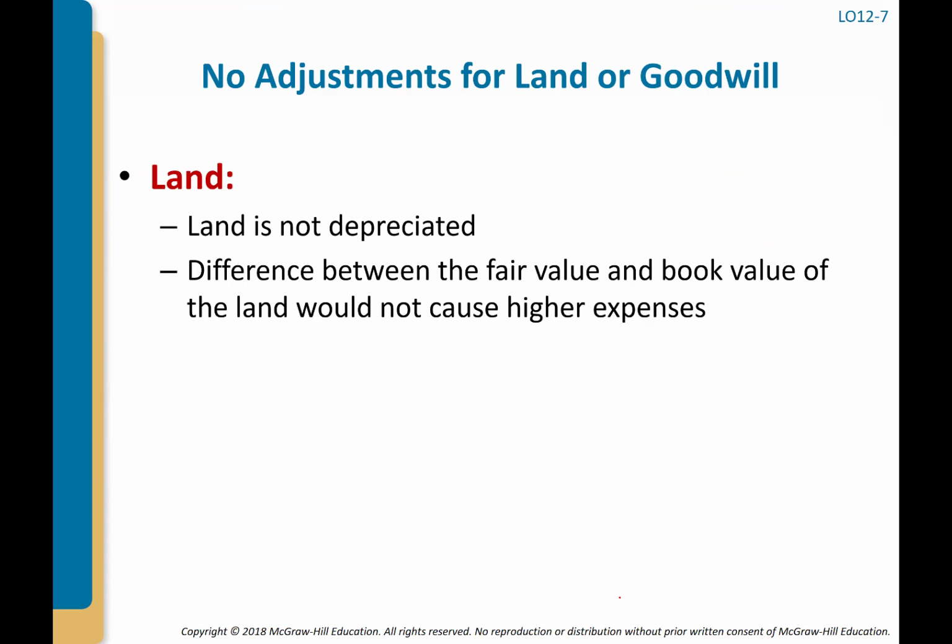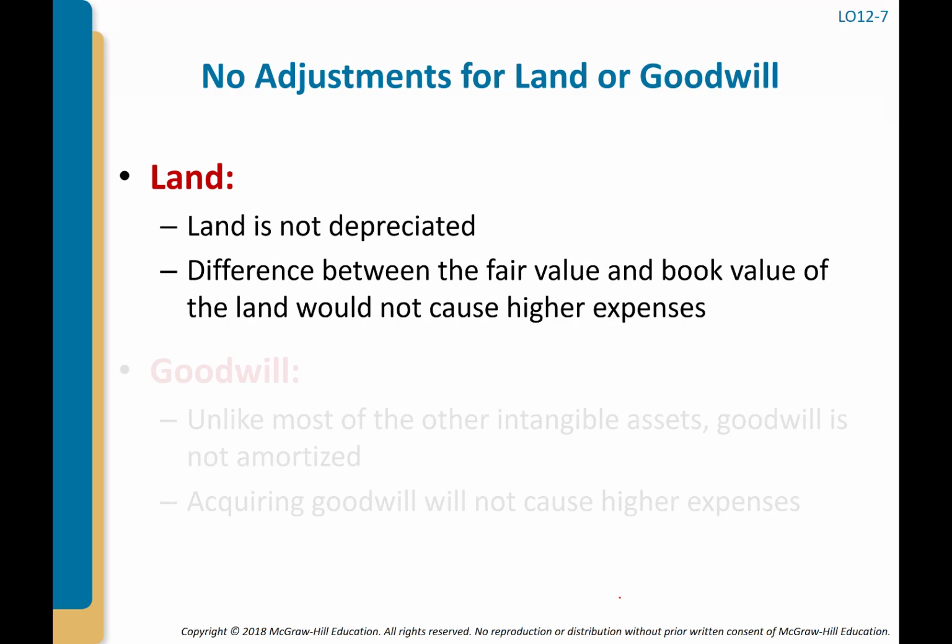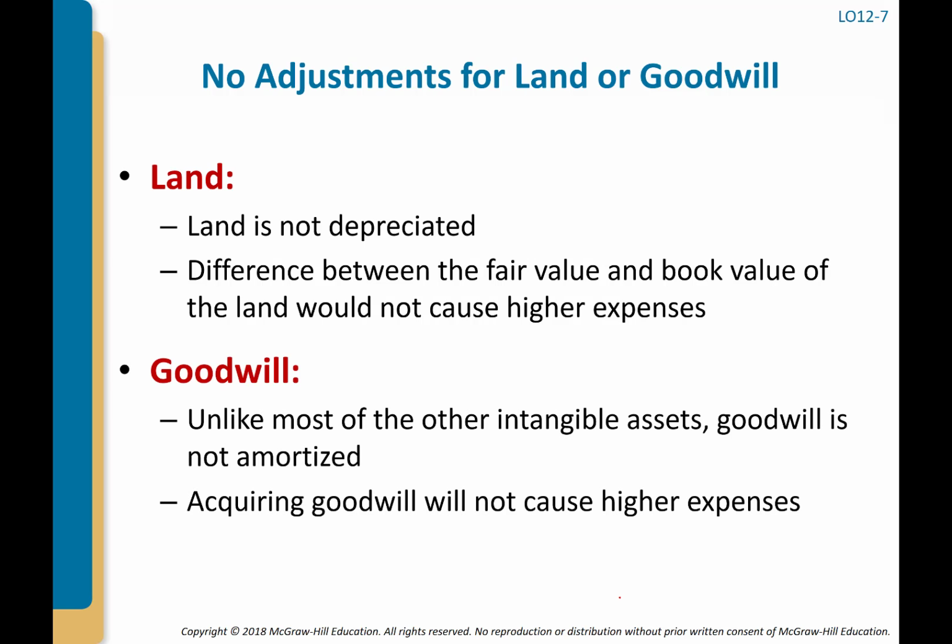Land is not depreciated. Goodwill, they say, is not amortized. It's not reported on the unconsolidated statements. It's only when you get to the consolidated statements that it is reported, and it is not amortized. It is subject to an impairment test. Why don't we amortize, essentially depreciate, goodwill? Why not depreciate goodwill?